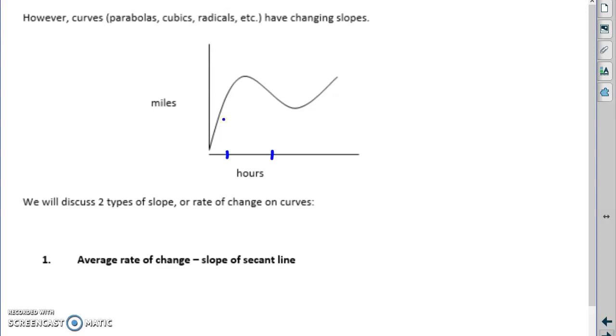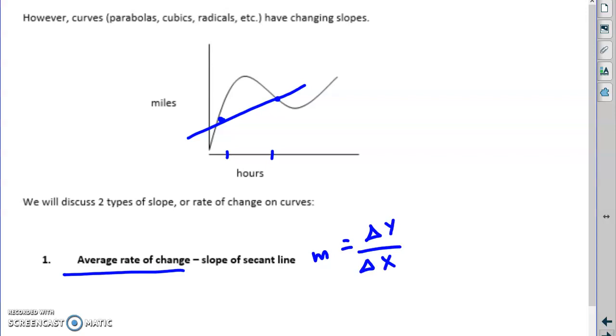I'm going to pick that point right there and that point right there. I'm not going to find all of these slopes along this curve. I'm just going to find the slope of what we call a secant line. So the average rate of change is the slope of a secant line: 2 points, old school slope, change in y over change in x. We'll focus today on that one, the average rate of change, slope of secant line.